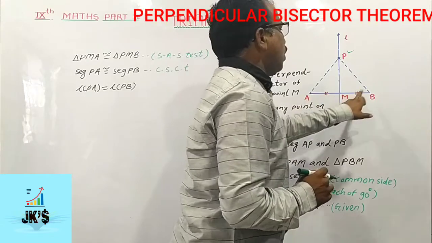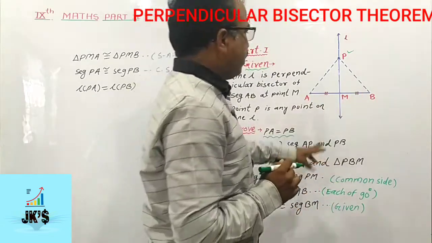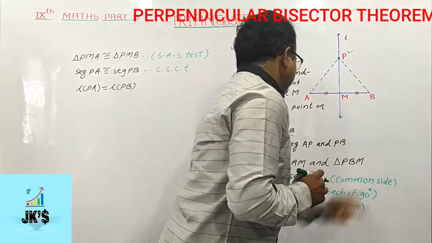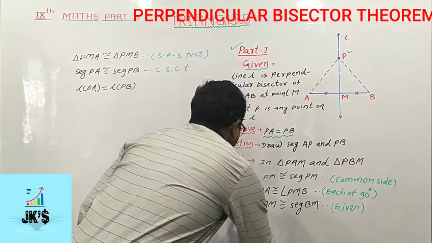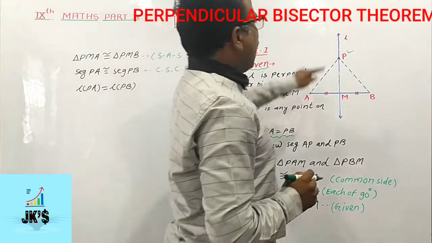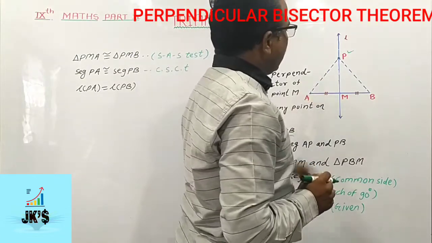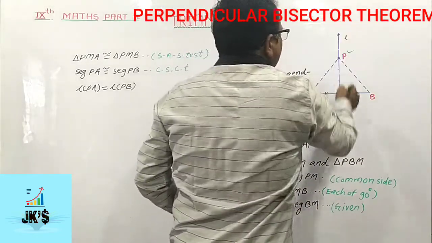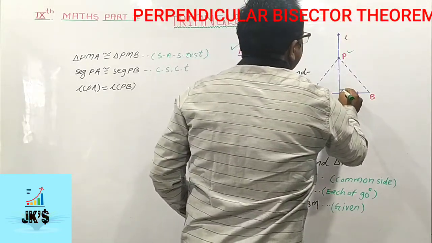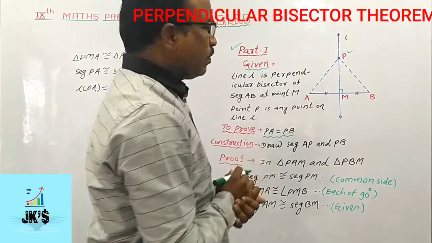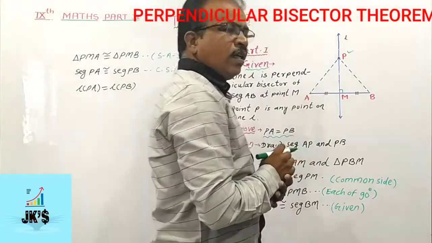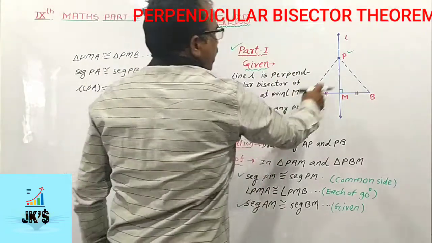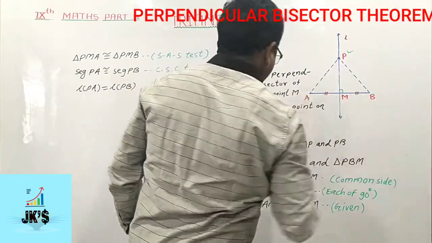Again, AM is congruent to MB. It is given because M is a midpoint. Hence, AM equals to BM. That is given. And angle PMA and PMB are congruent. Why? Because L is perpendicular, means this is right angle. This is also right angle. Hence, each of 90, hence angle PMA congruent angle PMB.